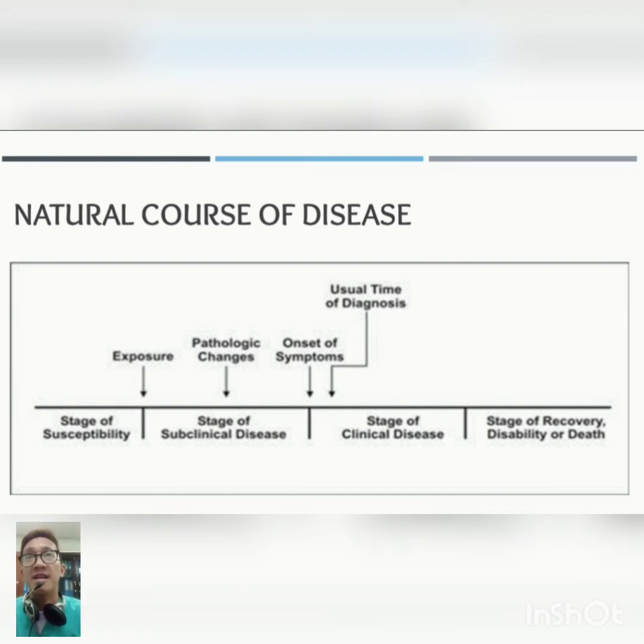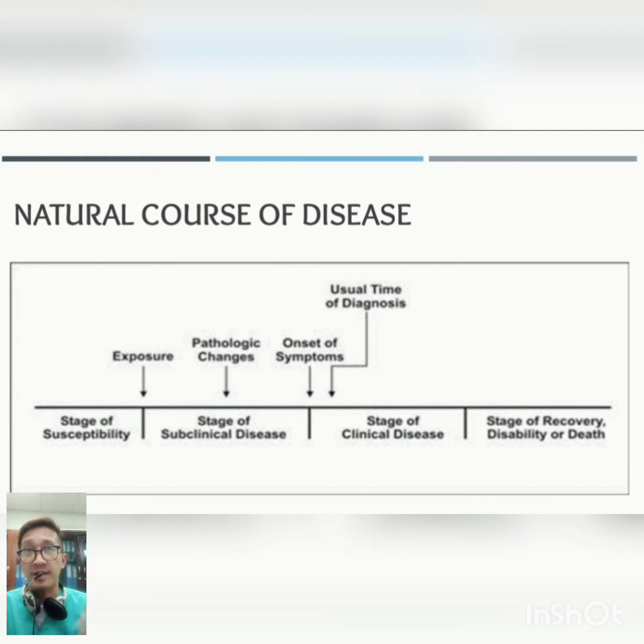Most diagnoses are made during the stage of clinical disease. In some people, however, the disease process may never progress to clinically apparent illness. In others, the disease process may result in illness that ranges from mild to severe or even fatal. This range is called the spectrum of disease. Ultimately, the disease process ends either in recovery, disability, or even death.